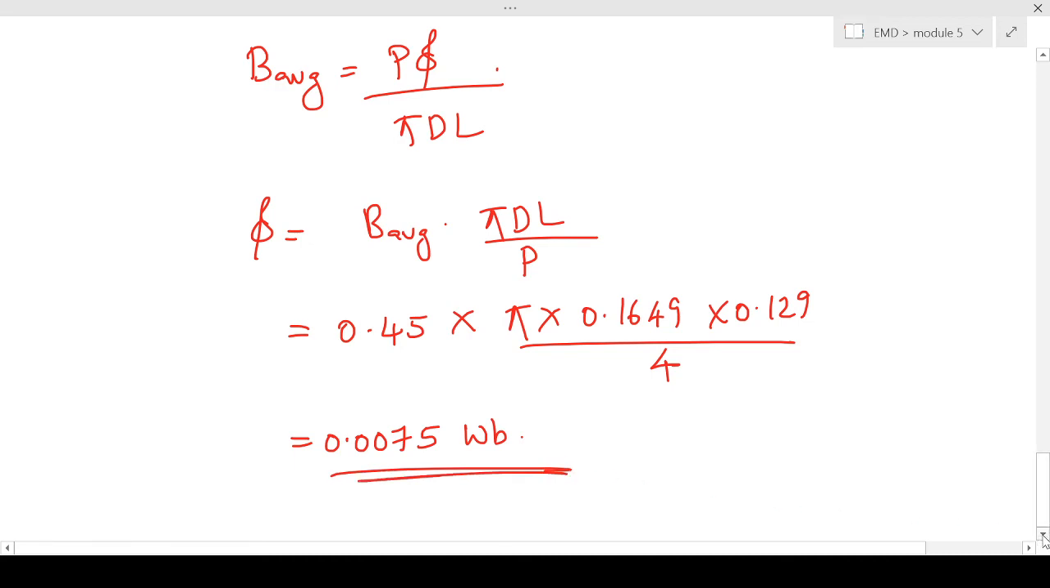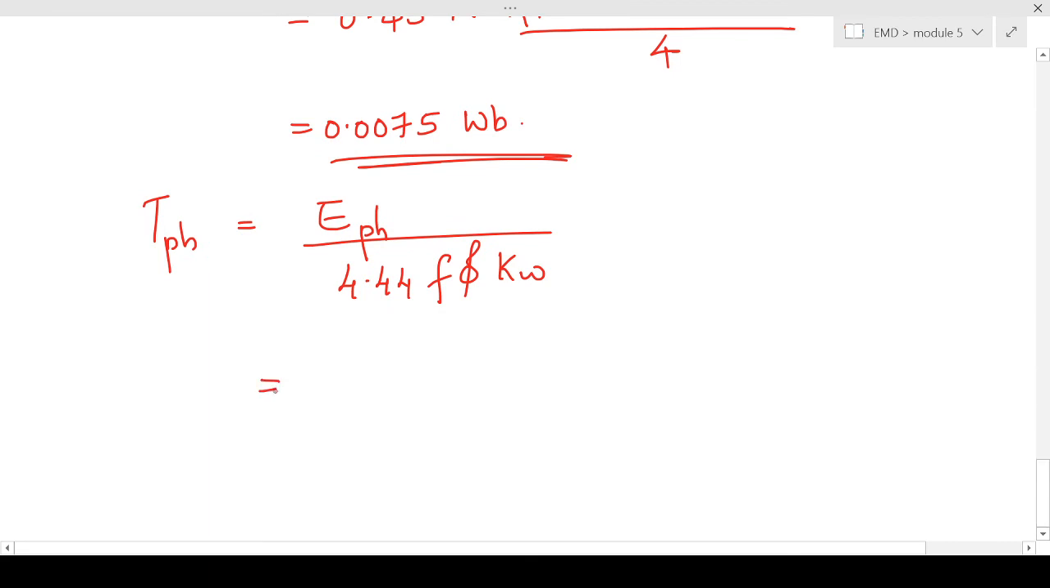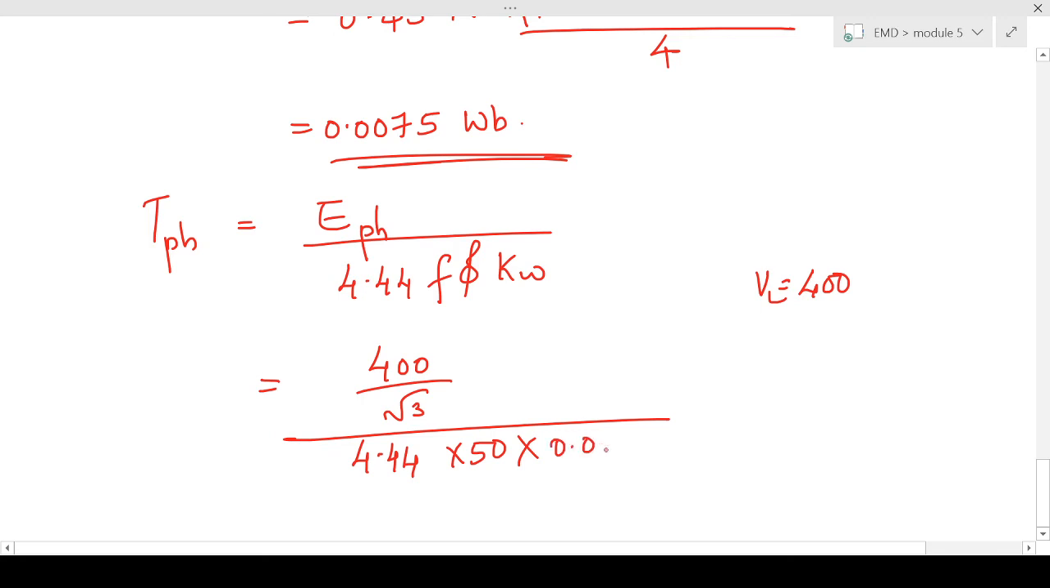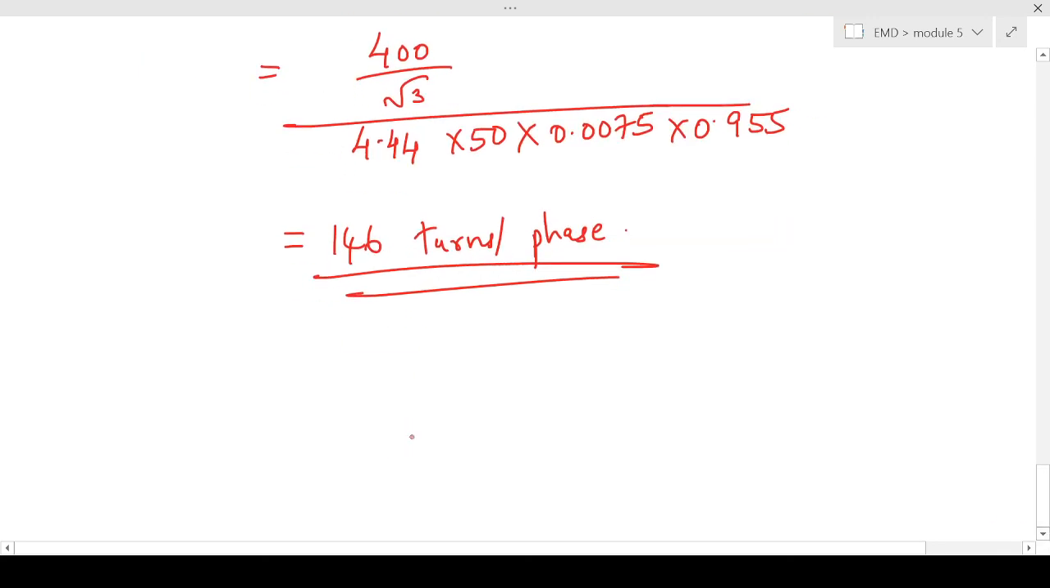So now we can write what is T phase. T phase is equal to E phase divided by 4.44 f phi kW. Here the voltage is given as 400 volt and we are considering the case when the stator is star connected. So the relation is line voltage is root 3 times the phase voltage. Line voltage is given as 400 volt. So E phase is equal to 400 divided by root 3. So 400 by root 3 divided by 4.44 into frequency 50 into flux per pole 0.0075 into 0.955. So we'll get the turns per phase as 146 turns per phase.